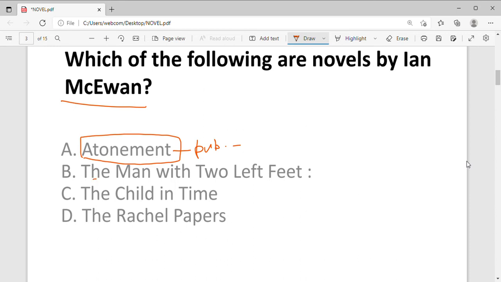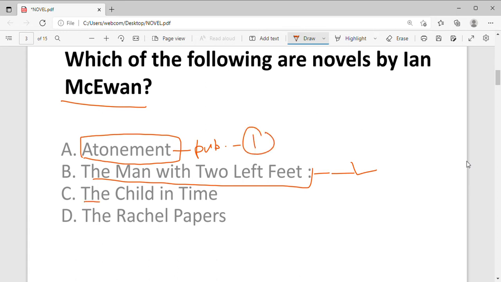The Man with the Two Left Feet is a book published by P. G. Wodehouse, so make sure you read this novel too. This is not by Ian McEwan, so till now we have only one novel by him.